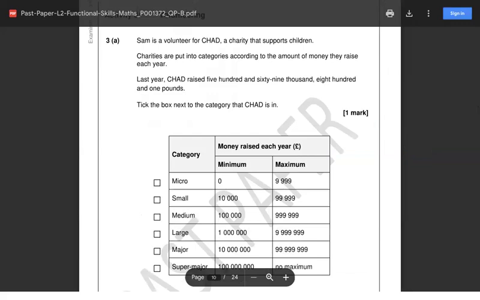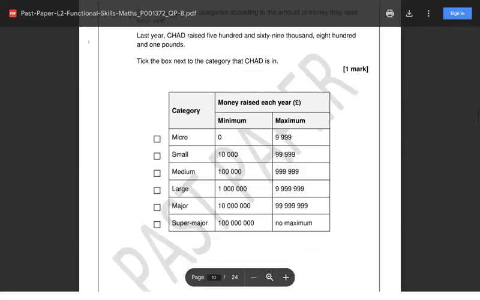Sam is a volunteer for CHAT, a charity that supports children. Charities are put into categories according to the amount of money they raised each year. Last year, CHAT raised 569,801 pounds. Tick the box next to the category that CHAT is in.